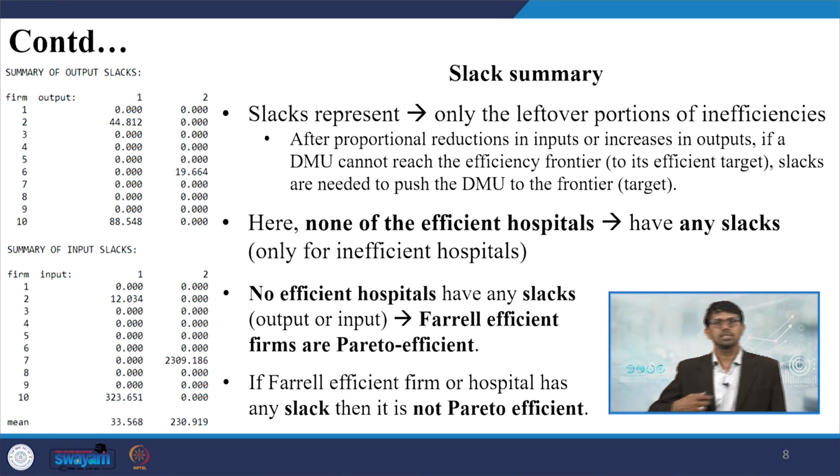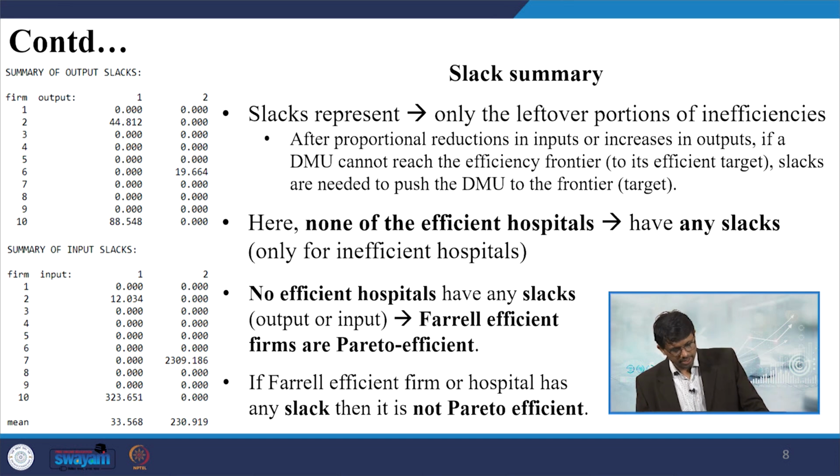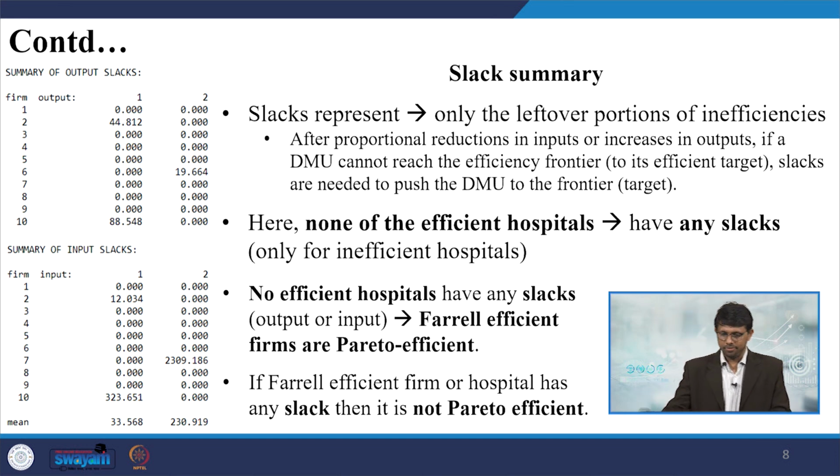Okay, through the slacks we can reach the DMU frontiers. Here none of the efficient hospitals have any slacks, and only for inefficient hospitals is there any slack. So, the inefficient hospital cases are to be discussed. No efficient hospitals have any slacks. As I already mentioned, this holds whether it is output oriented or input oriented.